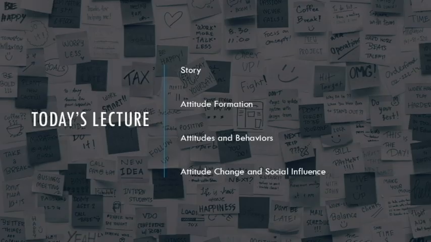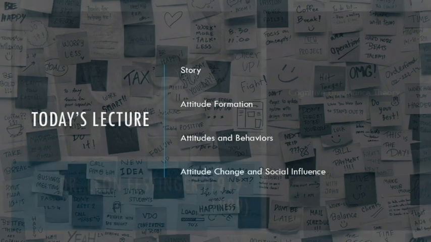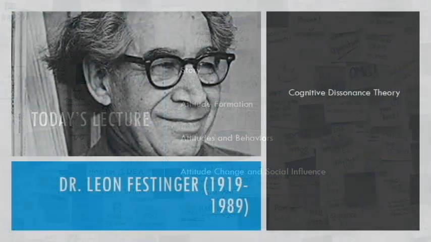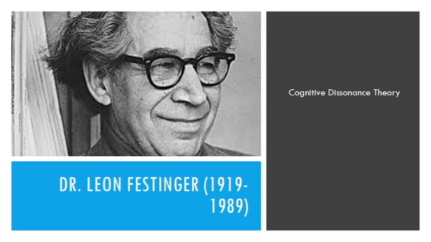As always, I like to start off with a little story about someone important in social psychology. And today we have Dr. Leon Festinger, who is a key figure in social psychology. He was born in 1919 in New York City, and he passed away in 1989. And he's really known for his theory and development of what is called cognitive dissonance theory, which is a cornerstone of what we'll be exploring today, and really looks at the relationship between attitudes and behaviors.